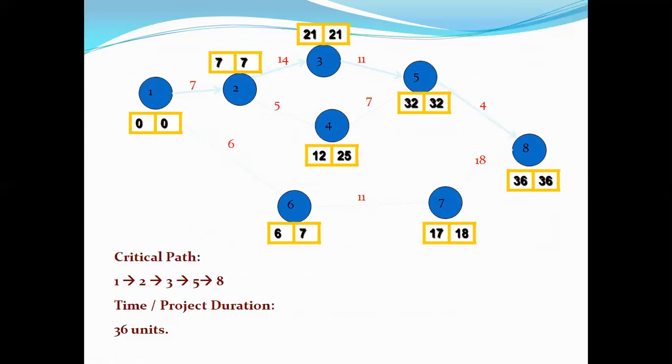Now the second column corresponds to the TL, that is the latest time. How do we calculate the latest time? We just move from the last event to the starting point. In the case of TE, we move from 1 to 8; in the case of TL, we move from 8 to 1. Now set this value equal to the TE of the last event, 36. Now how can we move?